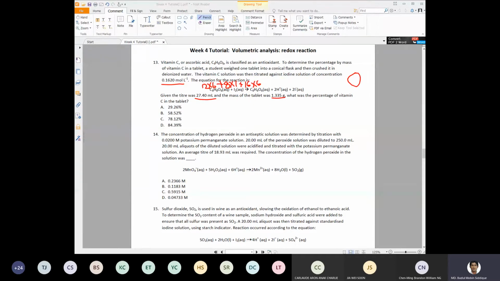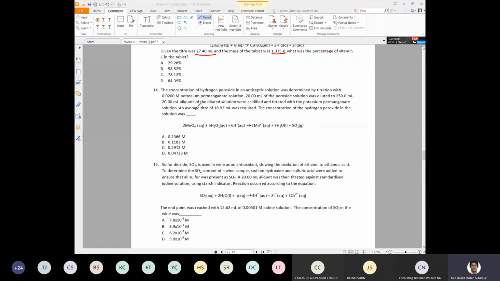From here, we can find the mass. You have done it many, many times. From there, you can find the percentage. In the end, we find it is 58.5% of this.